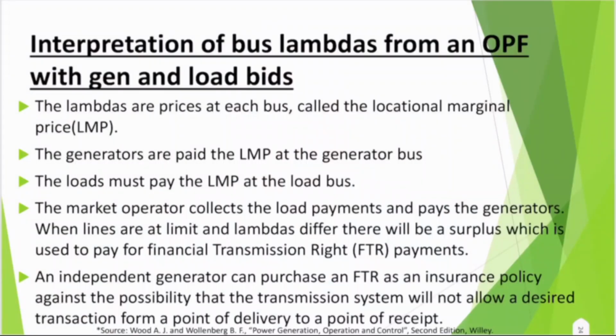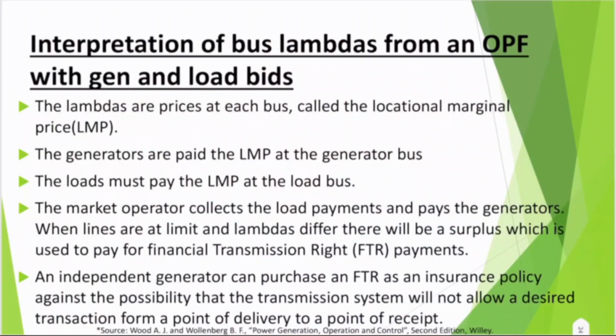Now, interpretation of bus lambdas from an OPF with generation and load bids. The lambdas are prices at each bus, as you know, called the locational marginal price, LMP. The generators are paid the LMP at the generator bus. The loads must pay the LMP at their load bus. The market operator collects the load payment and pays the generator. When lines are at limit and lambdas differ, there will be a surplus which is used to pay for financial transmission right, that is called FTR payments.